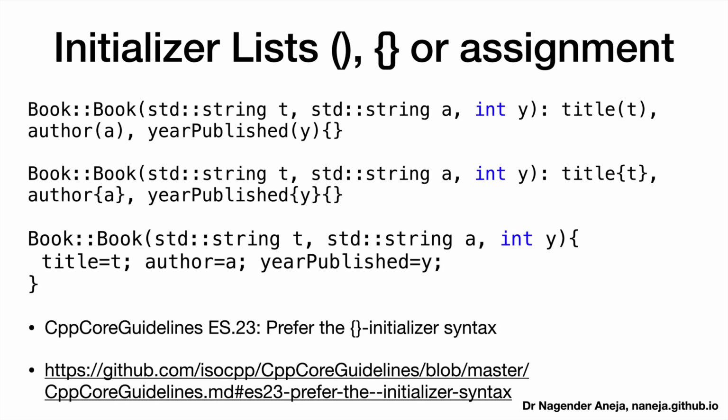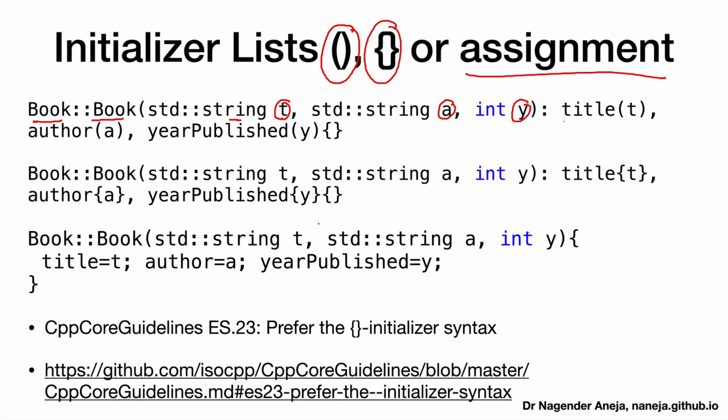Next, initializer list or assignment. So we have seen that we can initialize variables using parentheses, or the braces, or the assignment. So let's say that we have a book here, and we have a string. This T is a string, and A is an author, and Y may be the year. So we have a title, author, and year. So we are assigning this title to a member variable title.